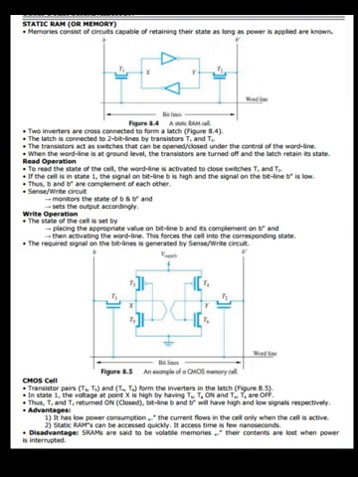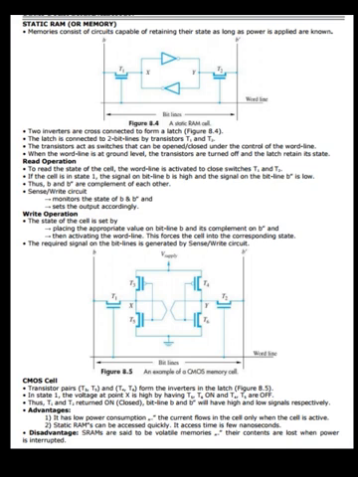To read the state of the cell, the word line is activated to close switches T1 and T2. If the cell is in state 1, the signal on bit line B is high and the signal on bit line B' is low. Thus B and B' are complements of each other. The sense or write circuit monitors the state of B and B' and sets the output accordingly.